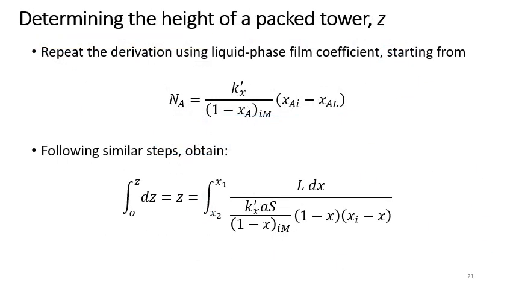You repeat the derivation now using the liquid phase film coefficient, starting from the expression for NA in terms of the liquid phase, and then you follow similar steps, and you will end up with a similar equation, but now in terms of liquid phase. So instead of V, you have here L, and instead of dy, you have here dx, and instead of y1 and y2, you have x2 and x1, and everything in terms of liquid phase. So this is in terms of liquid phase film coefficient.